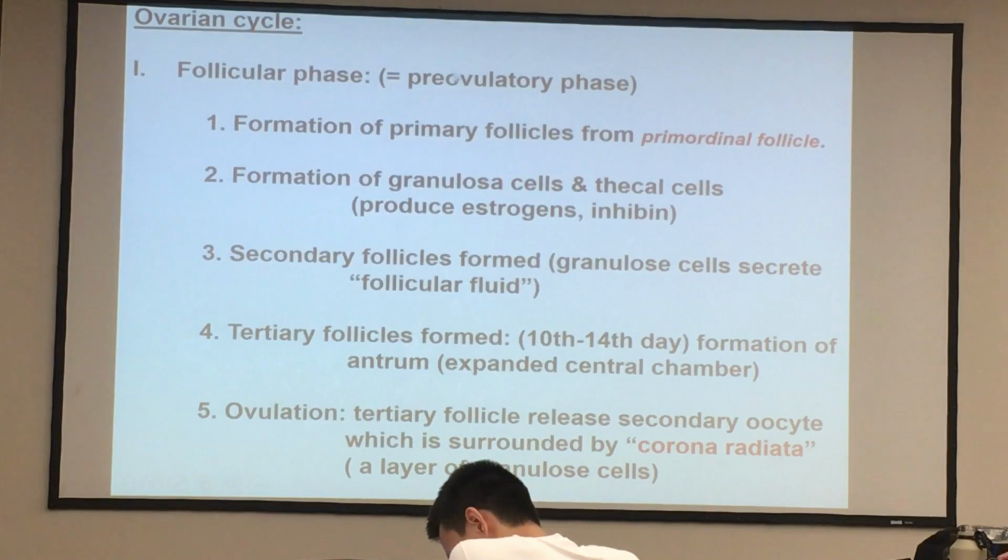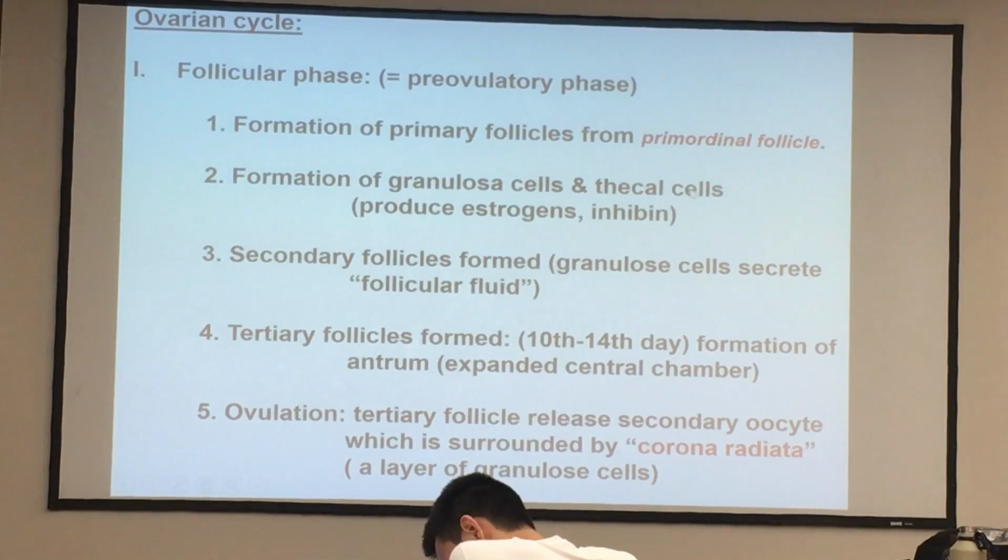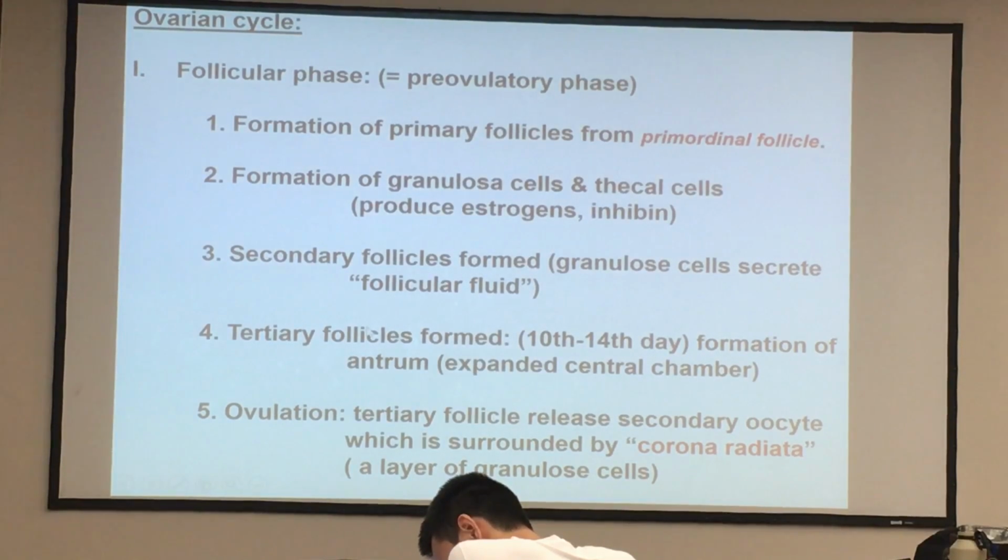In the follicular phase, they come from a stem cell we call primordial follicle. Then from there they develop to primary follicle, secondary follicle, tertiary follicle, and then ovule. The cell is surrounded by granulosa cell and theca cell. Granulosa is inside and theca cell is outside. They form this tertiary, they will form a cavity in the center.